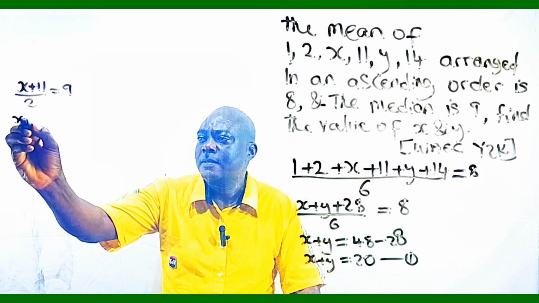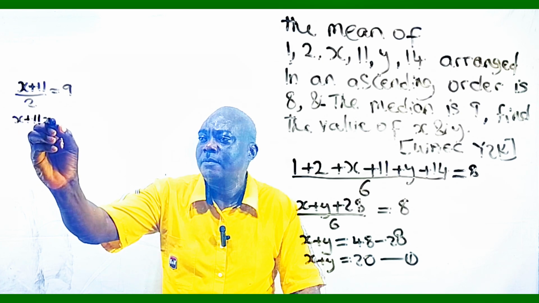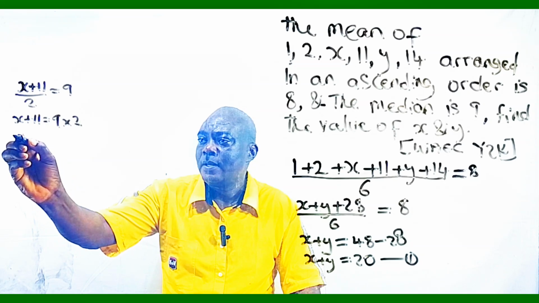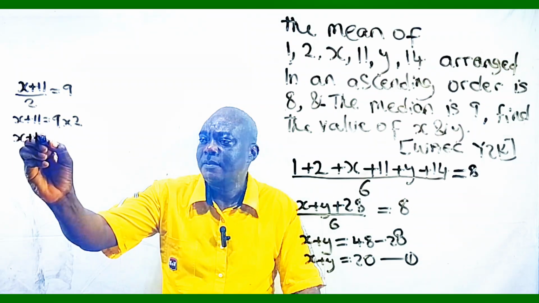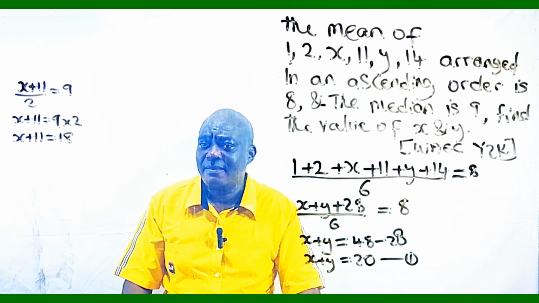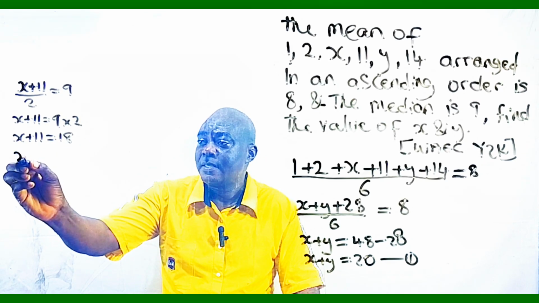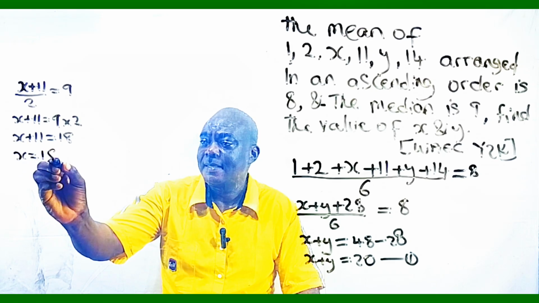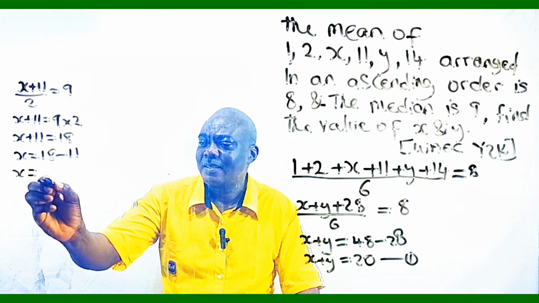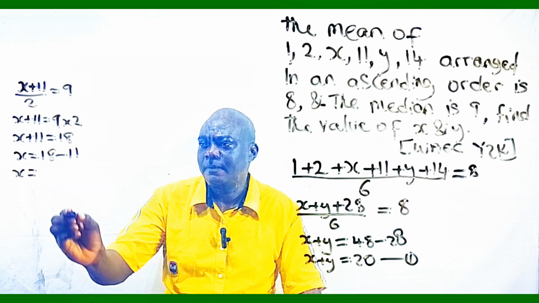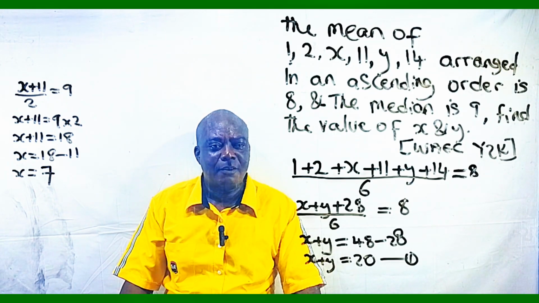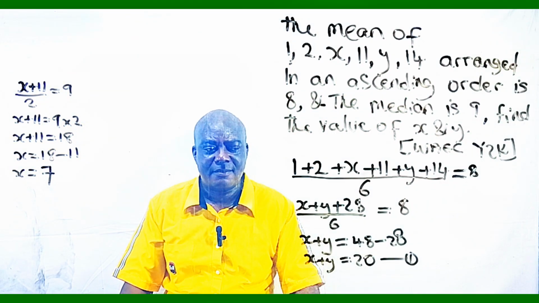So x plus 11 will be equal to 9 times 2. So x plus 11 will be equal to 18. Let us continue and find the value of x here. So x now will be equal to 18 minus 11, so x equals 7. So we are happy. The value of x here is 7.